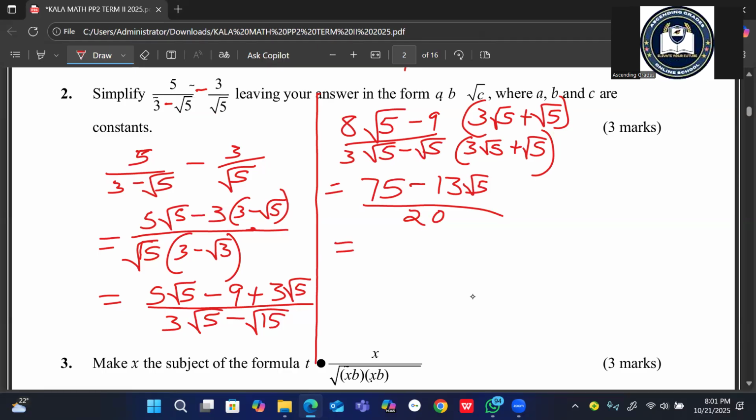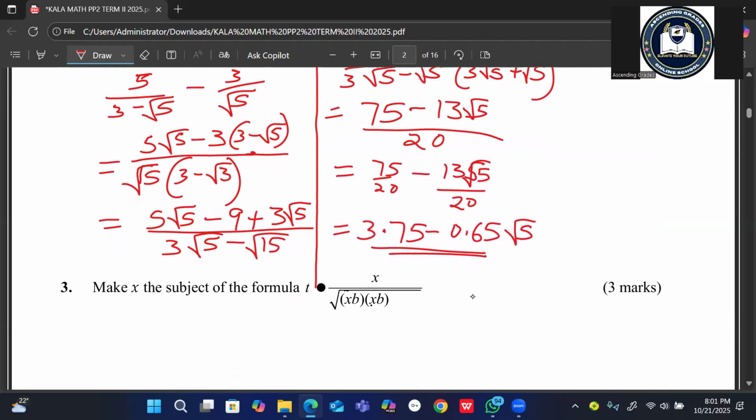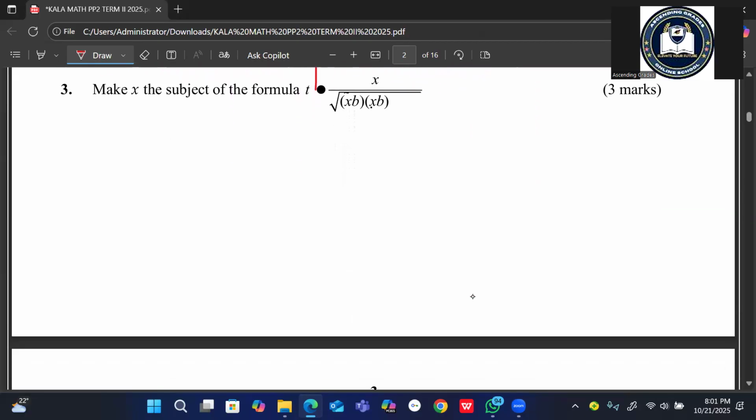Which is the same as 75 out of 20 minus 13 root 5 out of 20, which gives you 3.75 minus 0.65 root 5. So that's the answer, 3 marks. From there we go to number 3. It is make x the subject of the formula. This one requires the knowledge of formulas.